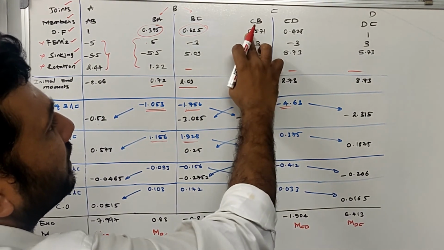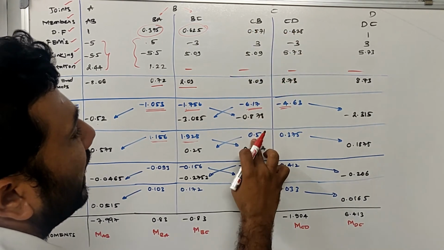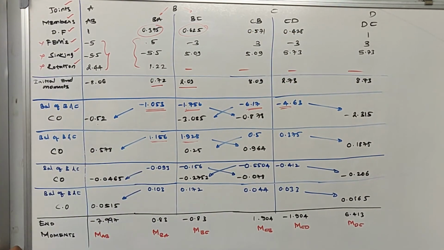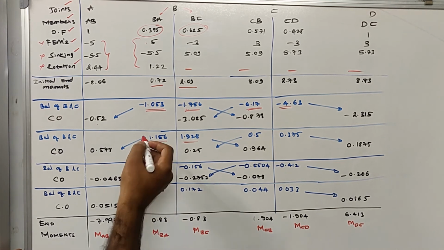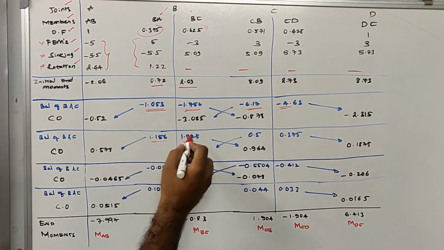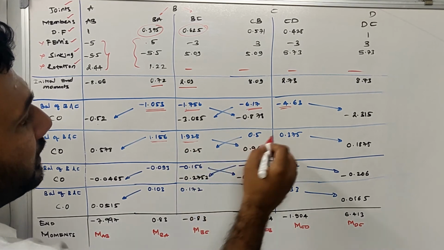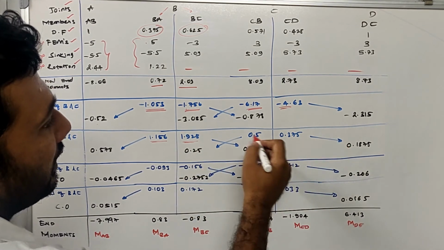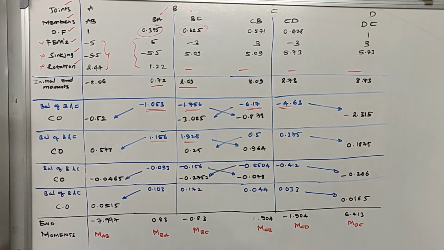0.878 is multiplied with the distribution factor for CB and CD and written over here. Now this is the second iteration of balancing that is done between B and C. Now again the carryovers that we need to do: the carryover from BA to AB, BC to CB, CB to BC, then CD to DC. Half of the value should be carried over.